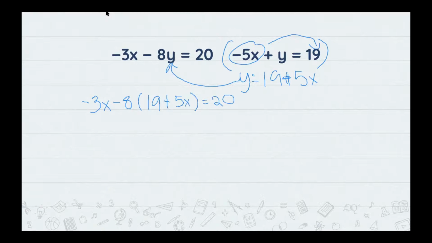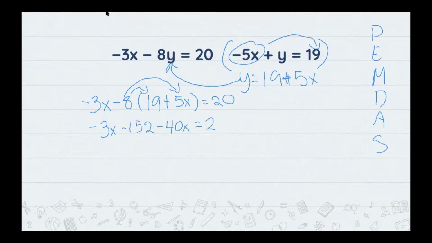Now what you would do first is get rid of the parentheses. So we have to do PEMDAS. We do that by multiplying negative 8 by 19 and 5x. So we're gonna drop negative 3x, and then negative 8 times 19 will turn into negative 152. And negative 8 times 5 will turn into negative 40x, and then drop the 20 down as well.